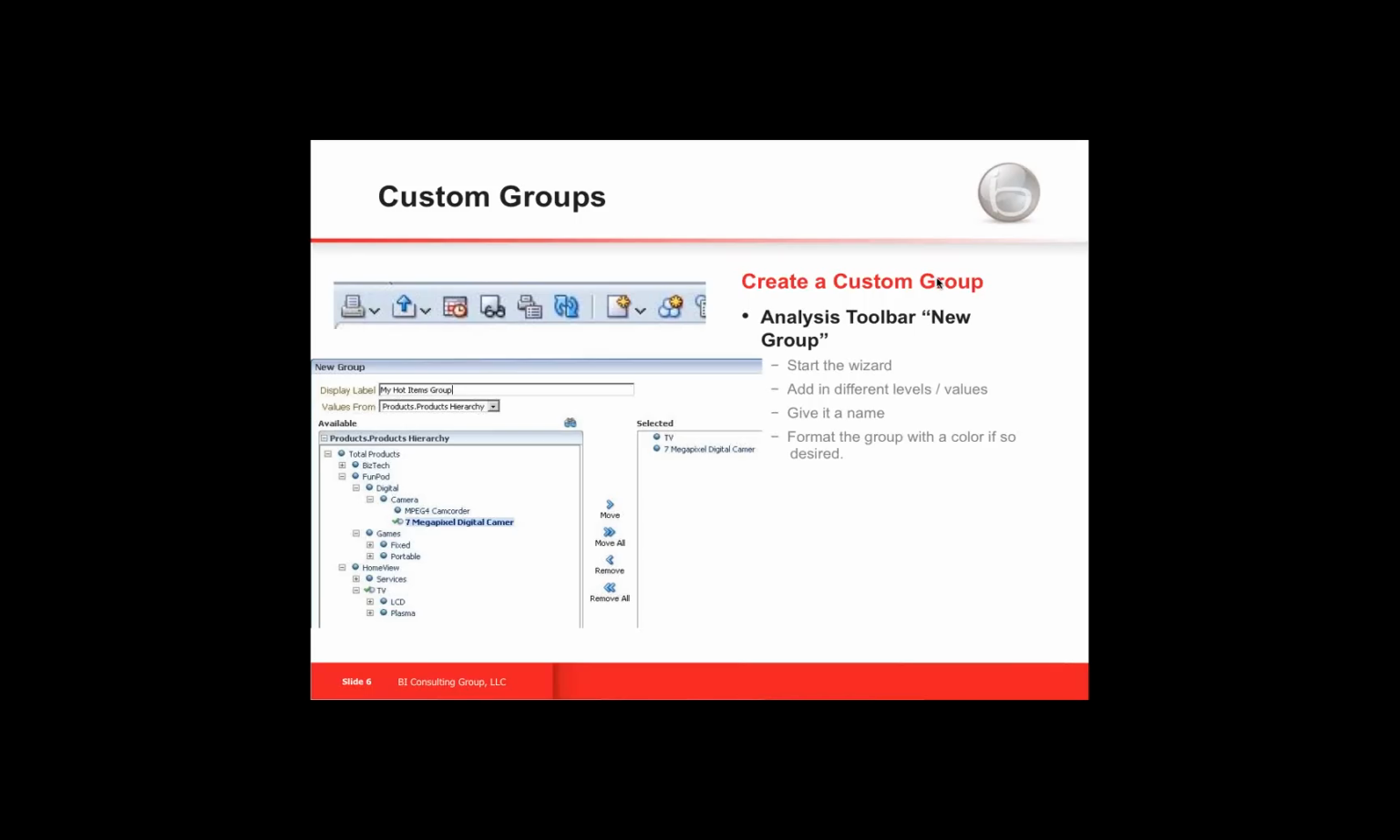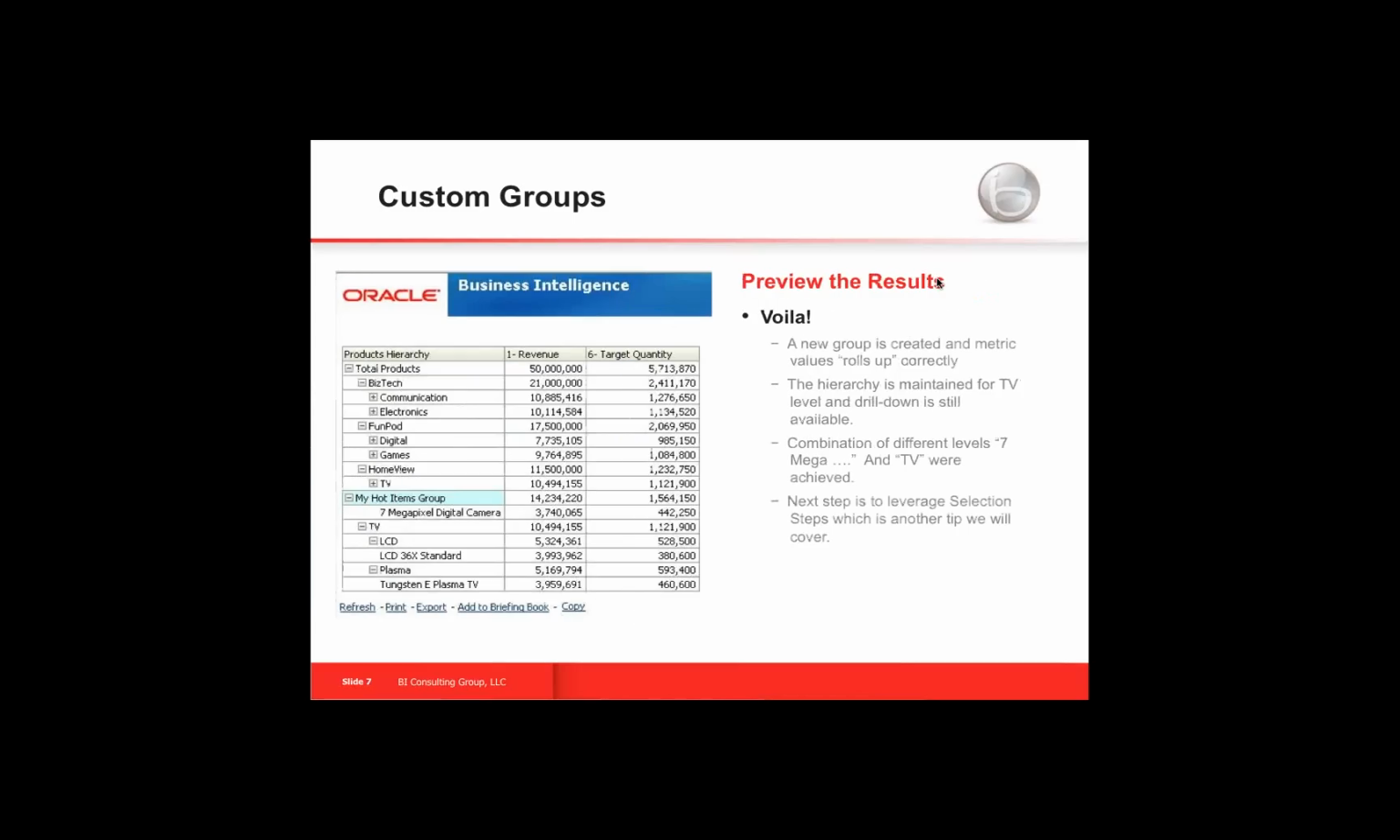So I've selected TV, which is actually part of a level, and it has children underneath it. And then I've also selected 7 megapixel digital camera, which is a leaf level, or actually a level that does not have any other members underneath of it. And I'll click the OK button. And then what we can see is that we've created an on-the-fly ad hoc grouping for our report. And we've bundled several products into a grouping we've called My Hot Items Group.